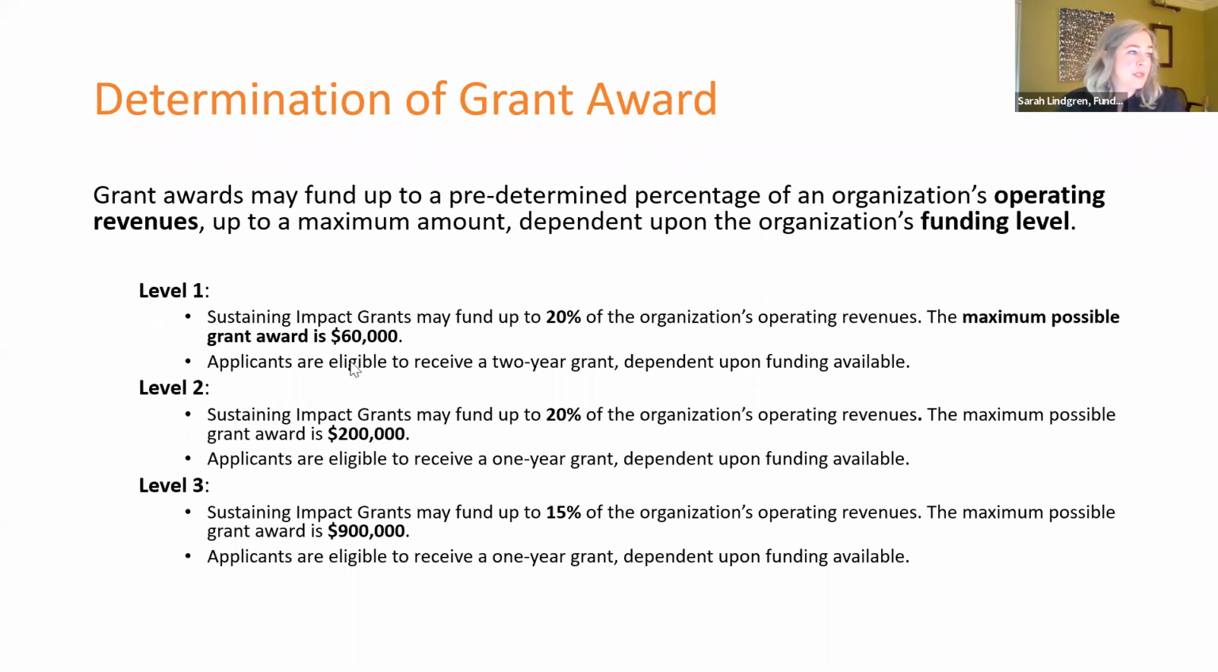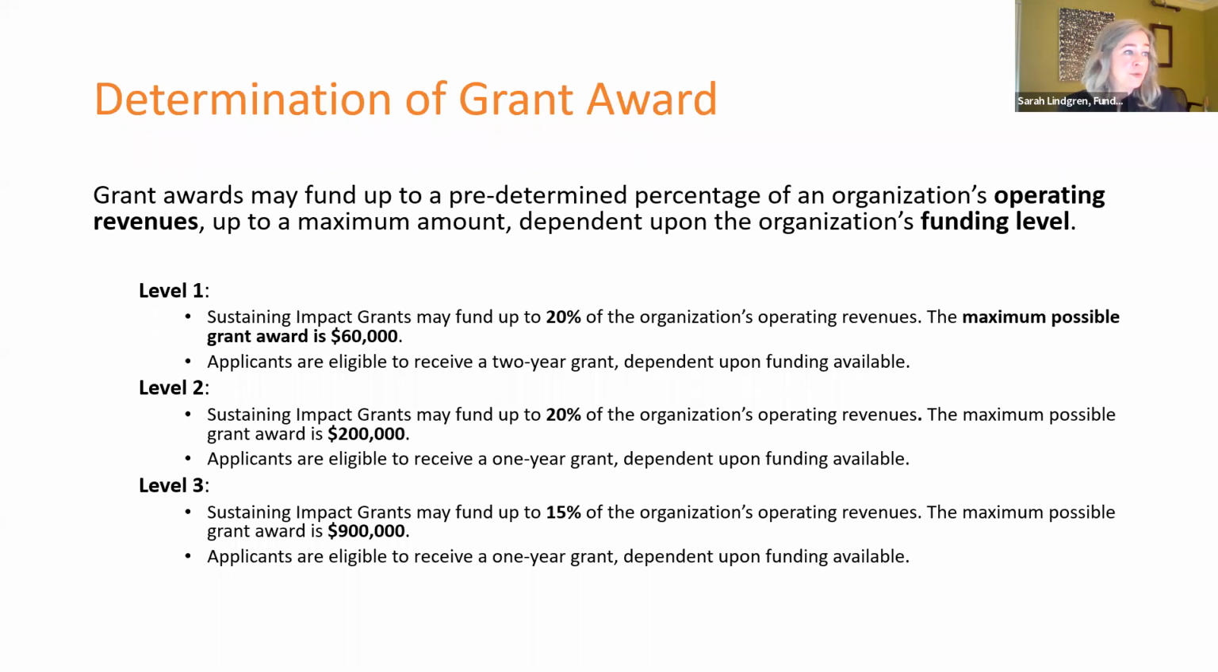Level 1, this is only true for level 1. Level 1 applicants are eligible to receive a 2-year grant. The committee will consider the option of a 2-year grant. For level 1 organizations, this is entirely dependent on the committee's recommendation and on the funding available for this year. So it's not a given, but it's new this year that they will consider a 2-year allocation.